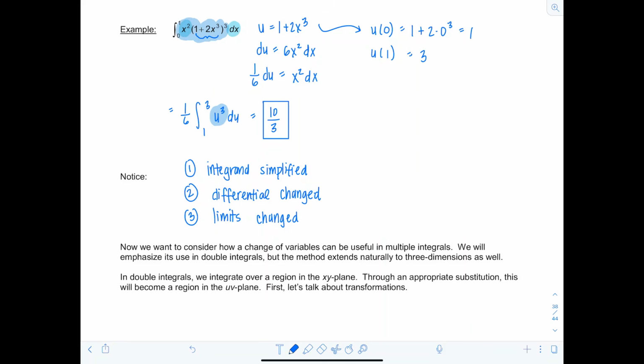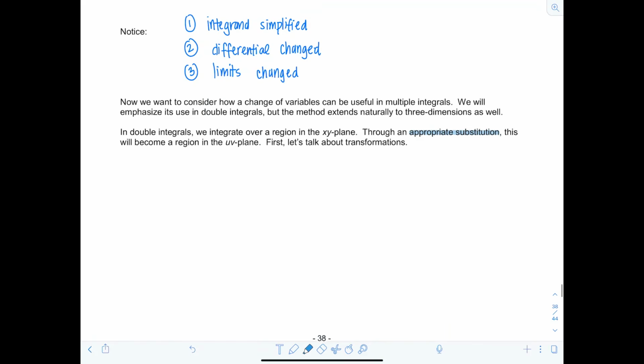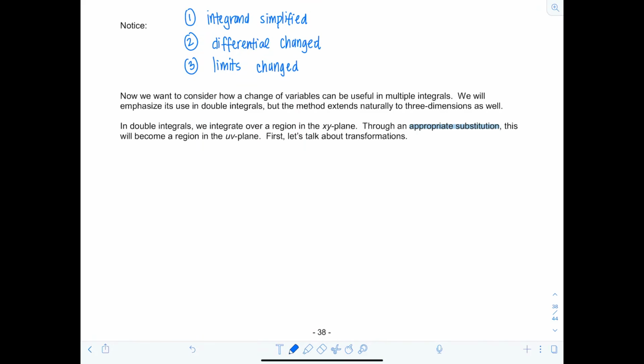Okay, so first let's talk about transformations. We're going to require a very specific transformation in order for this process to work. That's why it says through an appropriate substitution. So what's appropriate? Well, here we go. We're going to define our transformation as capital T of (u, v), and it's going to equal some (x, y), meaning you plug in some point (u, v) in the uv plane, and the transformation is going to spit out some point in the xy plane. This might seem backwards, but just hang on a second, okay?